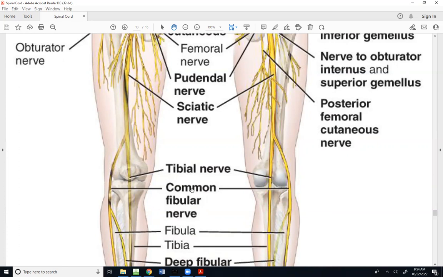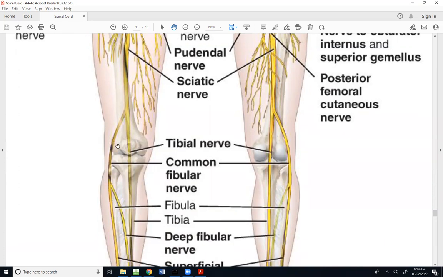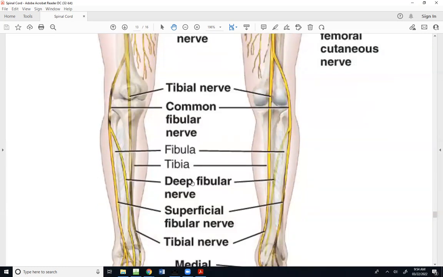But anytime you see this term common when it comes to nerves, and we'll see the same thing when we talk about blood vessels here in a few weeks, that tells you that there's another fork in the road coming, and we can see that right here. The common fibular nerve is this nerve here that then becomes what we call the deep fibular and the superficial fibular.